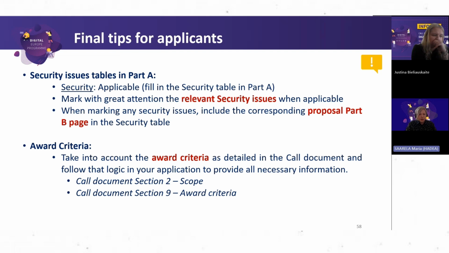Then, as also said already, the award criteria is in line with the Part B sections, and the call document scope details all the requested information under each topic for the 3 different main sections of the Part B. So this should all be carefully included in your proposal.